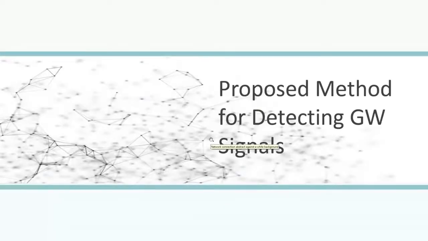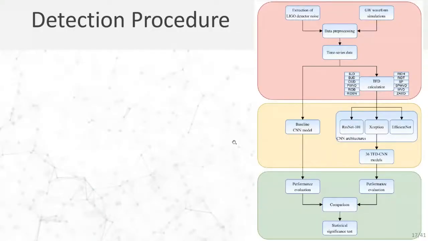And here is the main part of the presentation, and it is the proposed method for detecting gravitational wave signals. As we can see from this flow diagram, this procedure consists of 3 main parts. The first part is preparation of data. Next one is the training and testing of deep learning models. And the third part was the performance evaluation.